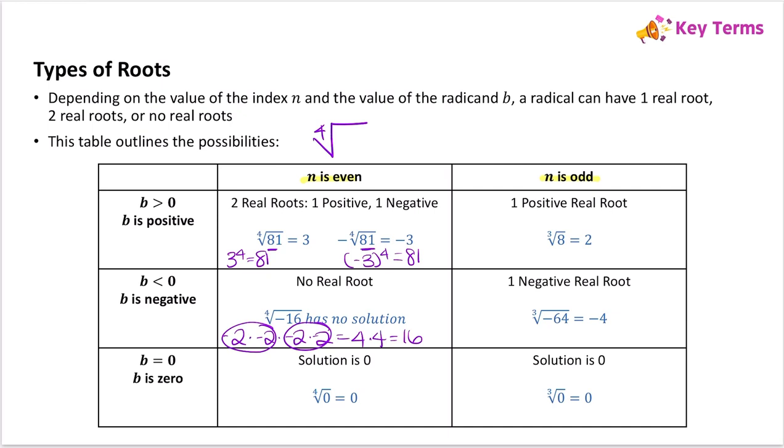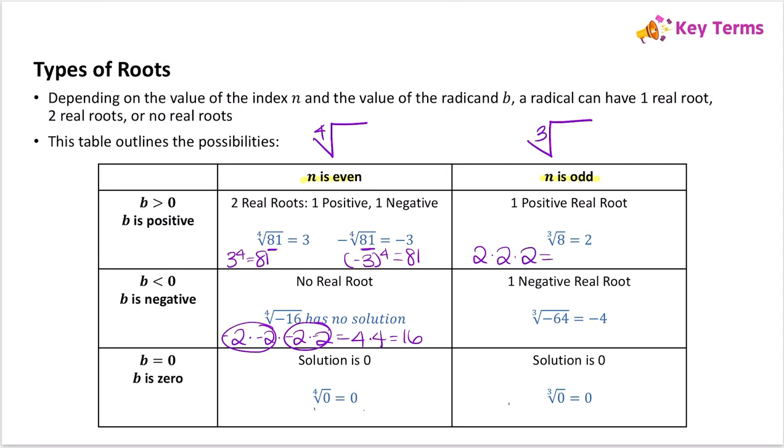0 is one of those numbers that you multiply by itself any number of times and you just get 0. So it doesn't matter if you have an even index or an odd index. Any root of 0 is just going to be 0. So now let's go to the odd index. If we have an odd index such as the cube root, and you have the cube root of a positive number, you have one positive real root, because 2 times 2 times 2, 2 to the 3rd, is equal to 8.